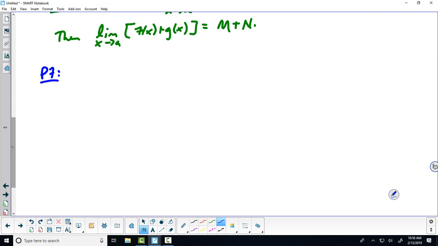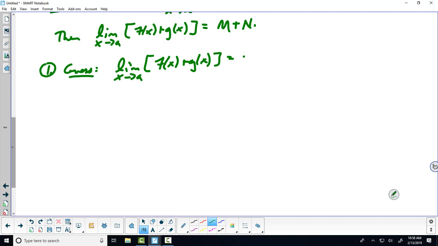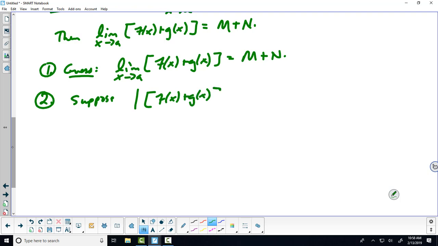Let me do a little scratch work first. Let's follow my order. So one, we need a guess. Well, that's exactly what we're asked to show, that the limit as x approaches a. You don't have to write this part down, it's kind of redundant if you don't want to. But our guess is that the limit's going to be m plus n. Okay. Then let's go ahead and assume our conclusion. Suppose that the absolute value of f of x plus g of x minus what we say the limit is, suppose this is less than epsilon.